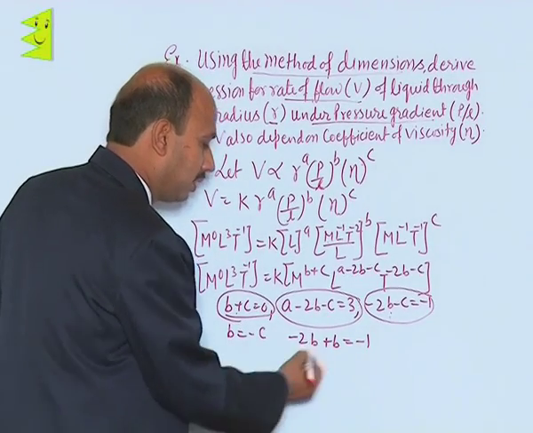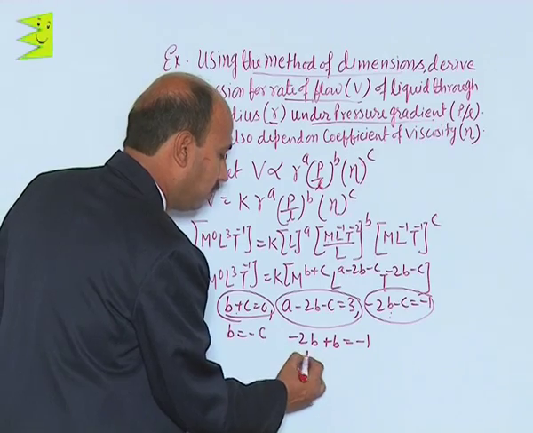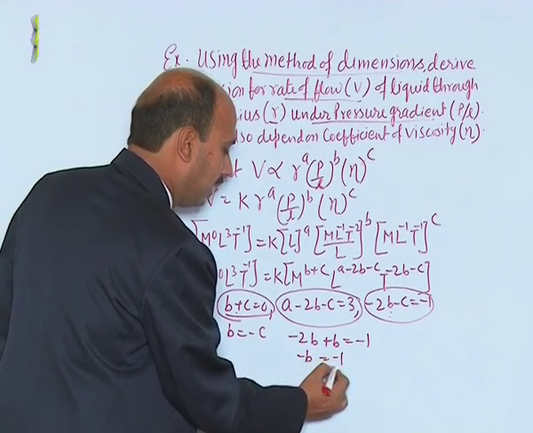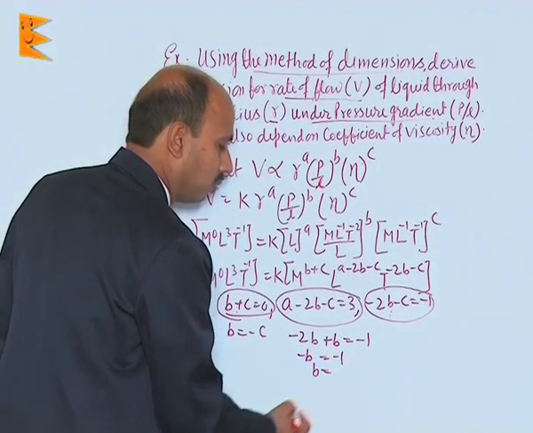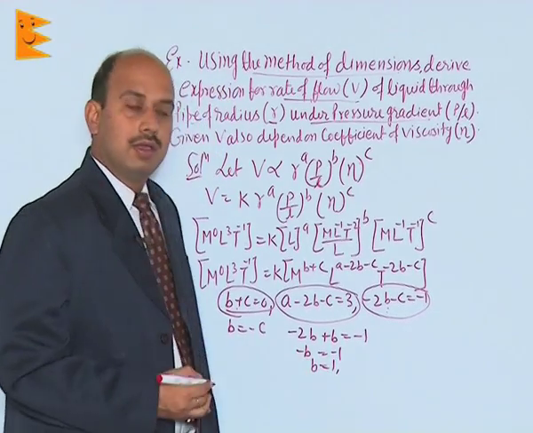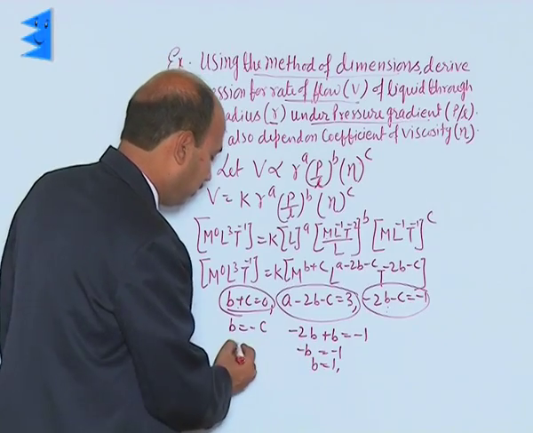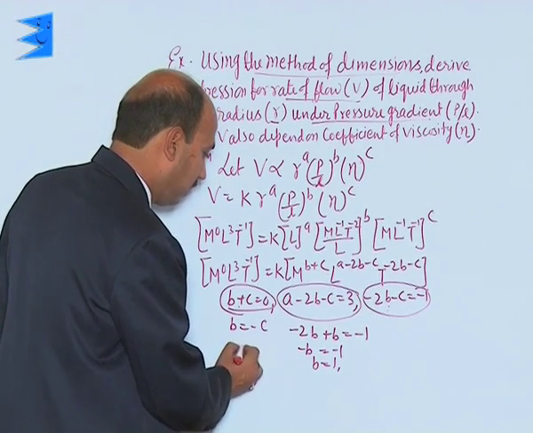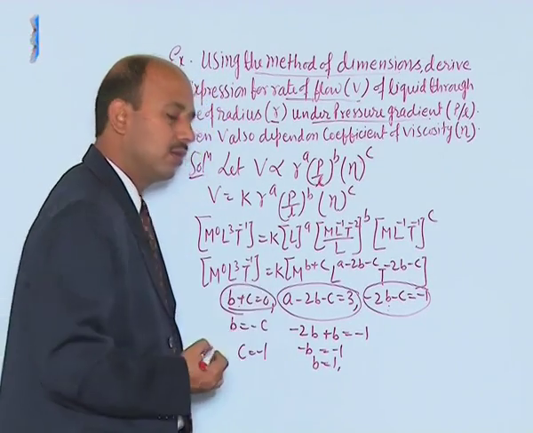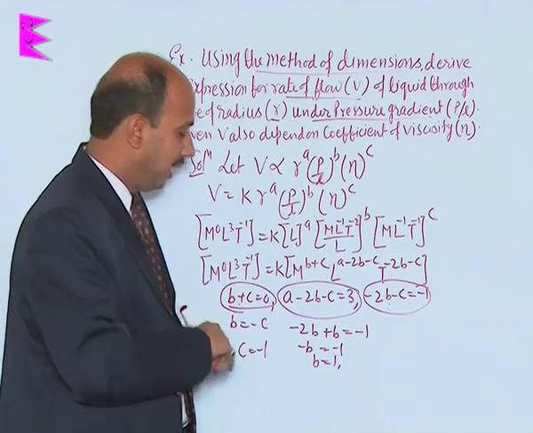So, you can get here minus B is equal to minus 1. So, B is equal to 1. If you have got B is equal to 1, C you have got already, then C B equal to 1, then C will be equal to minus 1. Just you need now the value of A.